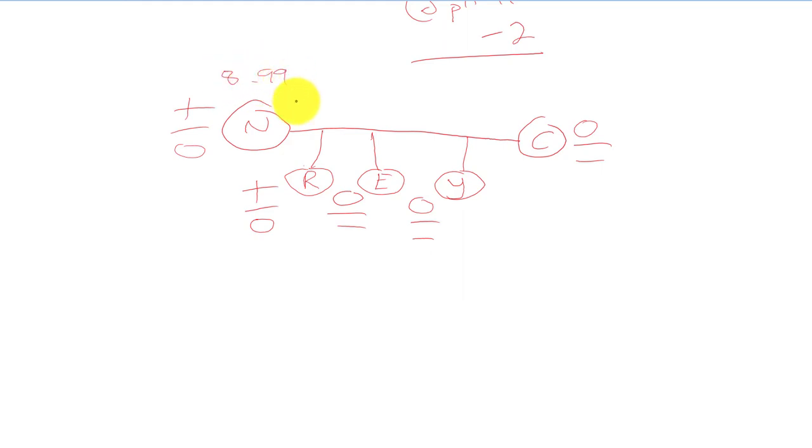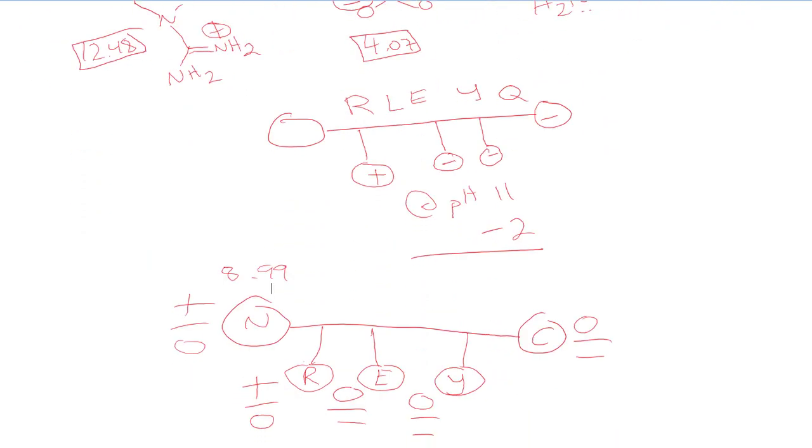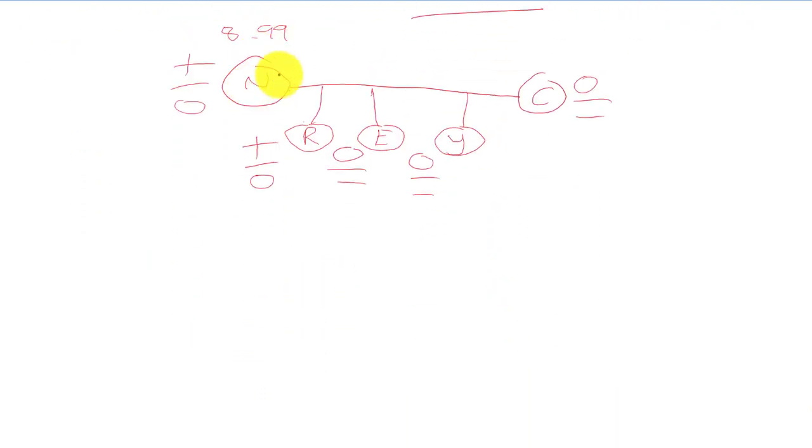Now, this is arginine N-terminus because arginine, if you look up at our structure, the side chain is directly attached to that group. You see that? So this is arginine's N, just like this would be glutamine's C terminus, which we will use in a second. Okay, so that's 8.99. Now, arginine side chain is 12.48, 4.07 for glutamate, glutamic acid, 10.46 for tyrosine, and tyrosine's C terminus has a pKa of 2.20.